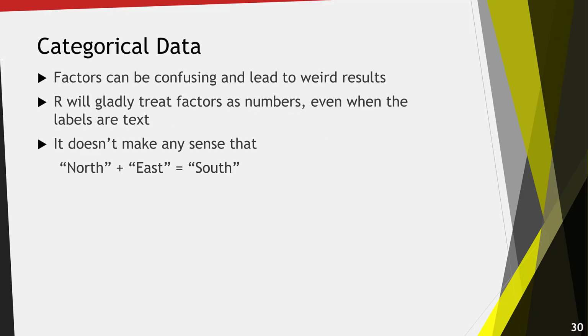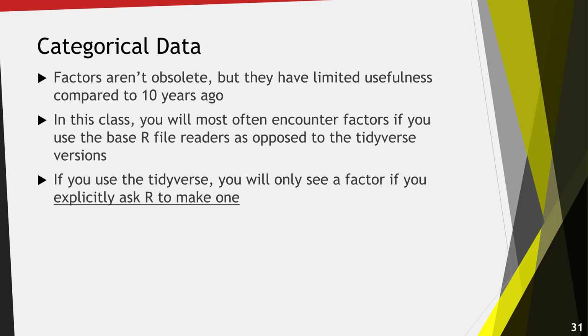The fact is, factors can be confusing and lead to some weird results. R will gladly treat your factors as numbers, even when the labels are text. And it doesn't make a lot of sense, in the example that I gave you before, if you took north plus east and the result was south. So factors aren't obsolete, but they have limited usefulness compared to where we were 10 years ago.